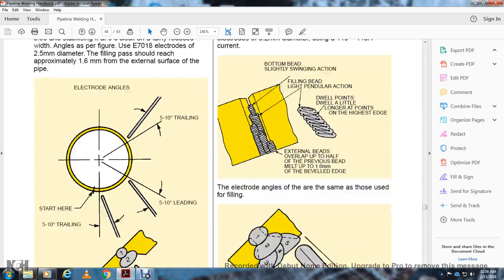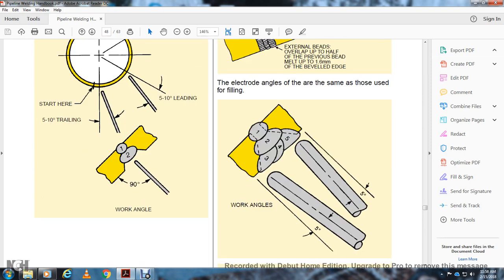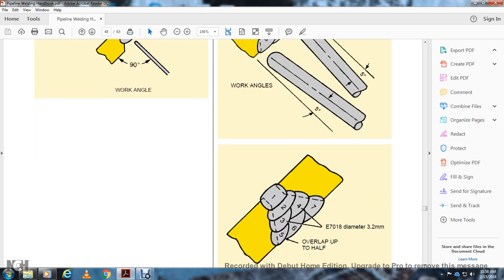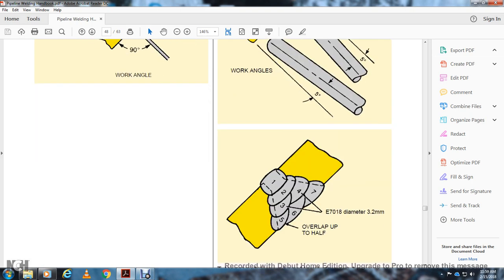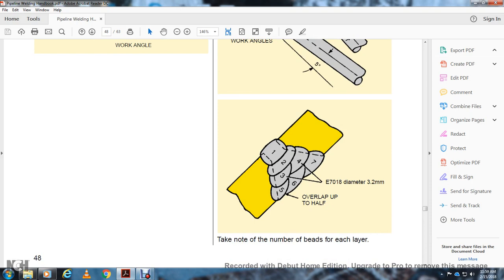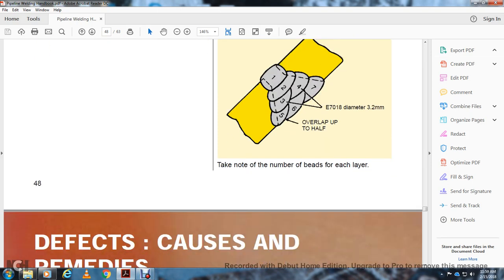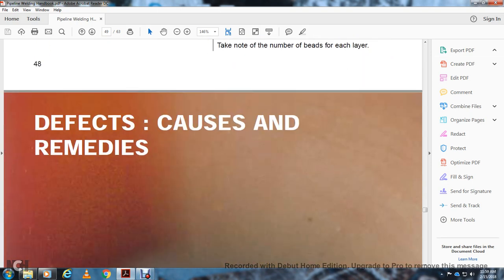Electrode angles are the same as those used for the fillings, 1, 2, 3, 4, and 5 at the 5 degree angle, the work of the basic angles, 1, 2, 3, 4, 5, 6, 7. Electrodes E7018 in the middle, diameter 3.2 millimeters, upper overlap of about up to half. Take note of the number of the beads in each layer.